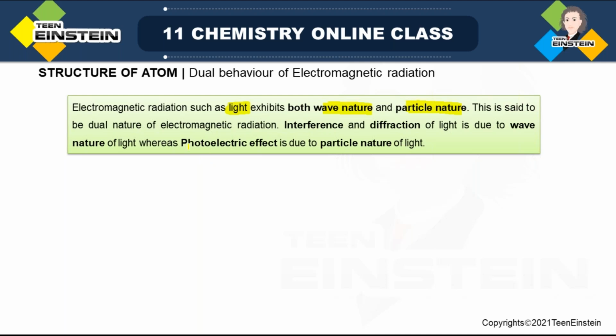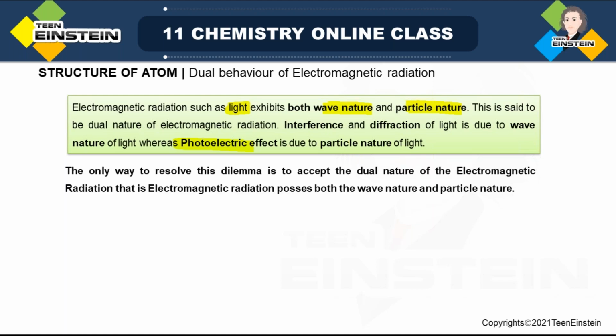That means both these effects are present, that is particle nature as well as wave nature. So now we can see that this is actually a type of discrepancy, that sometimes it is showing wave nature, sometimes it is showing particle nature. That we already have some experimental proof. So what to conclude? The only way to resolve this dilemma is to accept the fact that dual nature of electromagnetic radiation is present, and it is present simultaneously. Okay, so it possesses both the wave nature as well as particle nature.